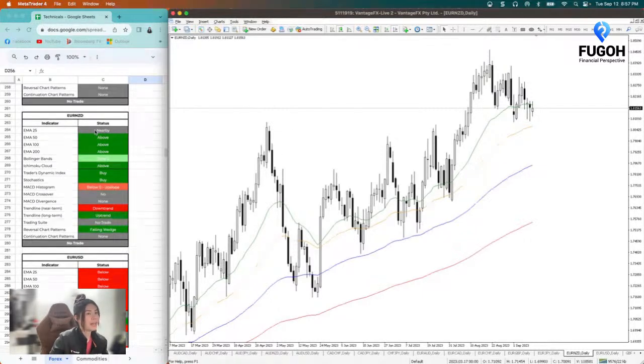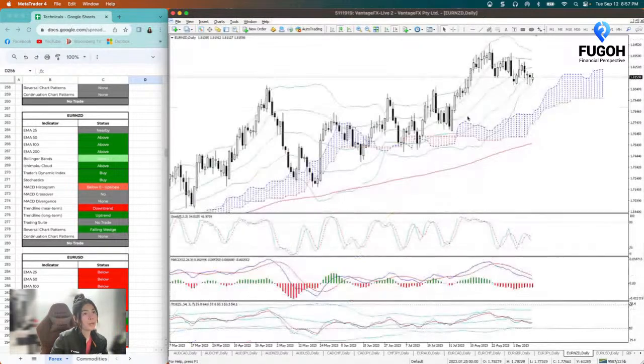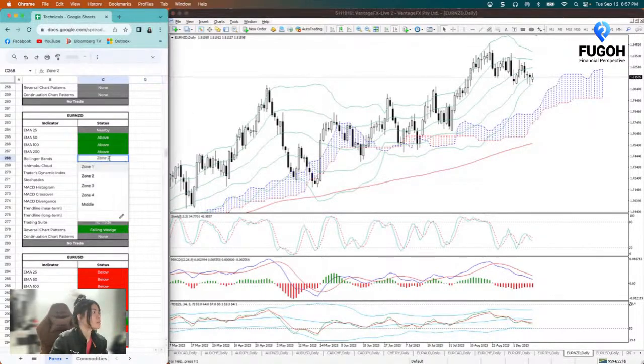So nearby, still the same. EMA is 50, 100, 200. The price is still above those EMAs. Bollinger Band, the price has closed in zone 4. That's a big change. All right, Ichimoku Cloud is still above. Our TDI is on a no trade area. Stochastics is also in the no trade area because it's in the middle.